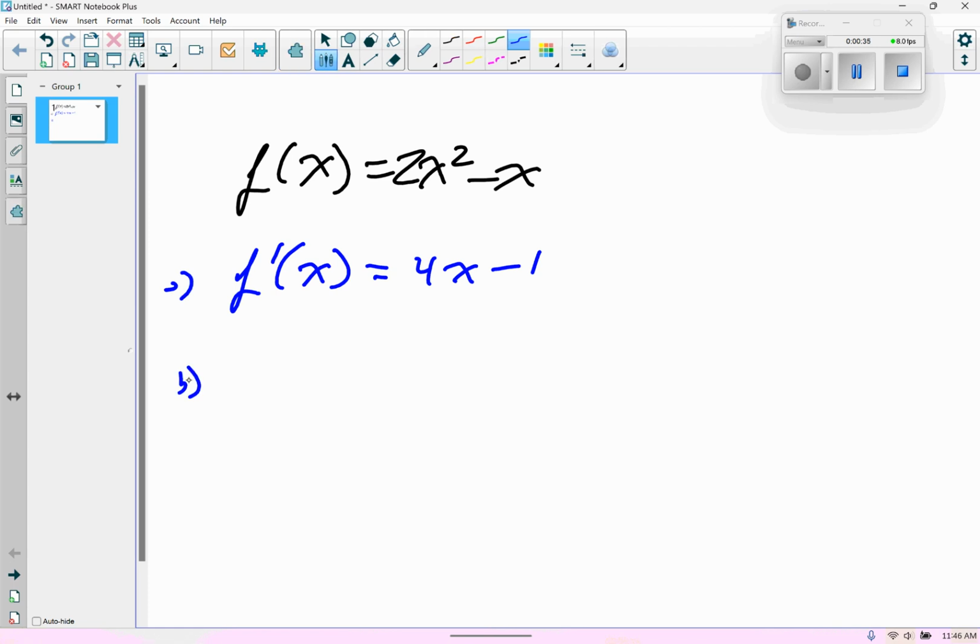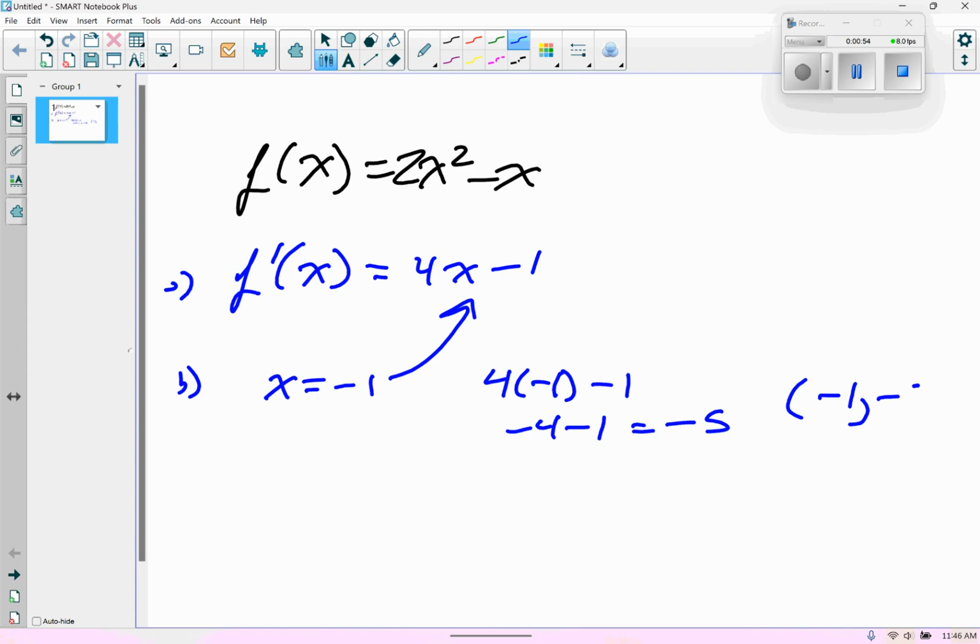All right, and then I realized after I helped a couple of you, I didn't tell you what instantaneous rate of change is. That means basically you're going to take -1 and plug it into the derivative. So this is going to be 4 times -1 minus 1, which is -4 minus 1, which is -5. So this yields me this point. This is from the derivative.